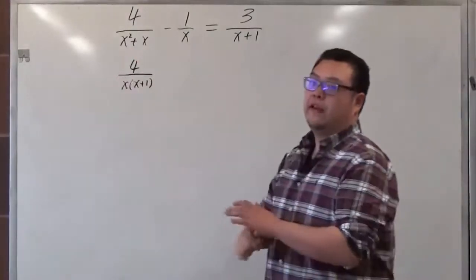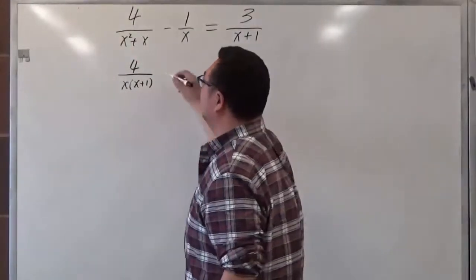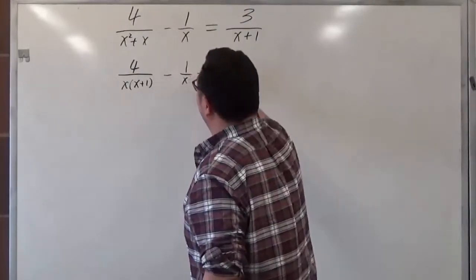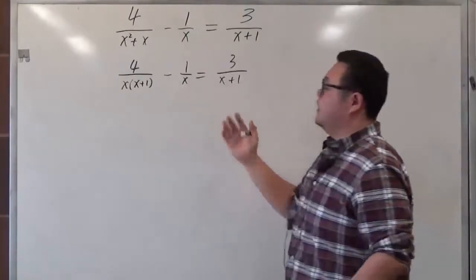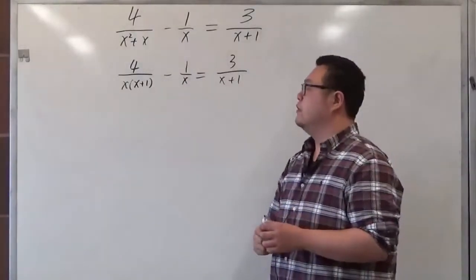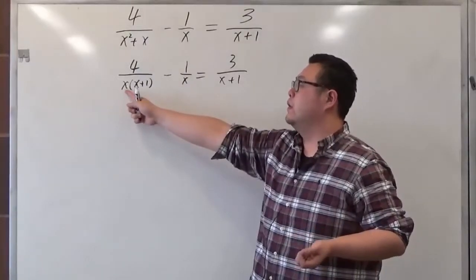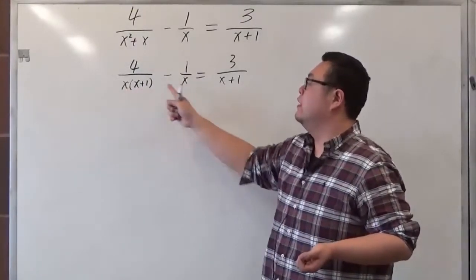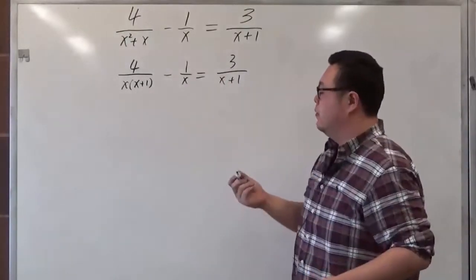Like the first one, we have x squared plus 1, so we're able to factor it to get the product. The other two are already linear terms, so there's nothing else to do. So here we can see that the denominators we have are x and x plus 1. The second one has x, the third one has a denominator of x plus 1.